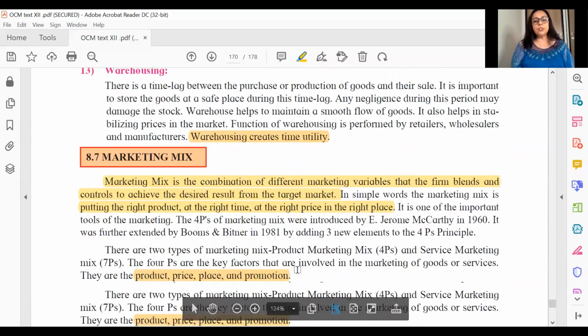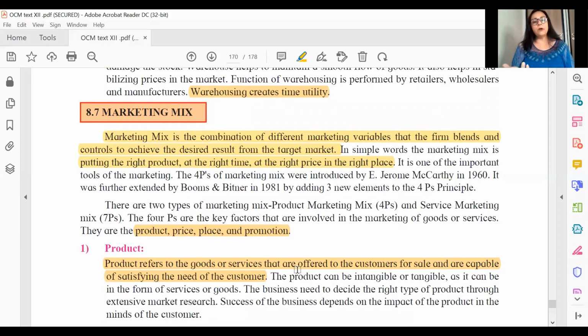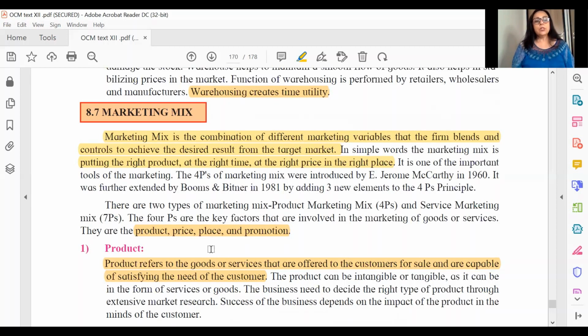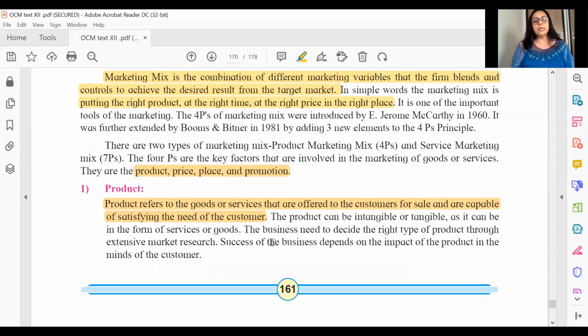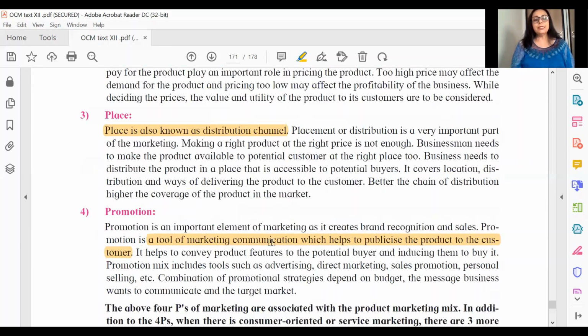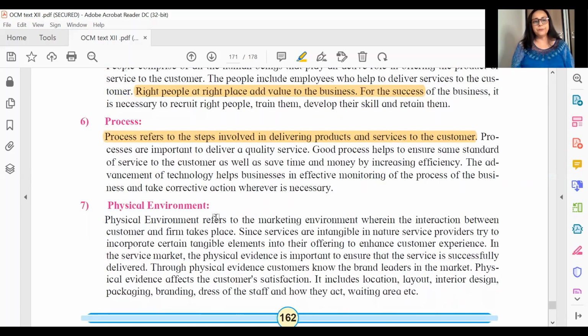Coming to the last part of this chapter, and that is the marketing mix. So as I said, you had a particular odd one out in the question paper of September. And the options were product, price, promotion, and the 4th option was people. So that's how the theory propounded by Booms and Bittner has 4 P's. There is another theory in which beyond product, price, place, and promotion, there are some other P's where people, process, and physical environment is included.